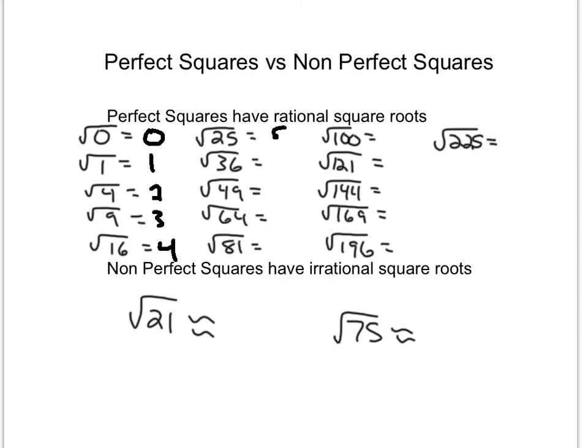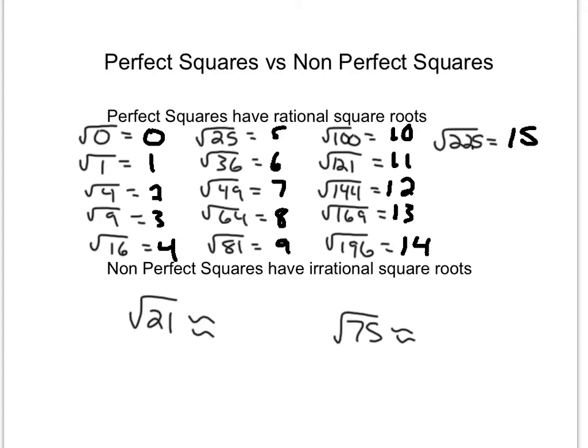Square root of 25 is 5, square root of 36 is 6, square root of 49 is 7, square root of 64 is 8, square root of 81 is 9, square root of 100 is 10, the square root of 121 is 11, square root of 144 is 12, square root of 169 is 13, because 13 times 13 is 169, square root of 196 is 14, and the square root of 225 is 15.